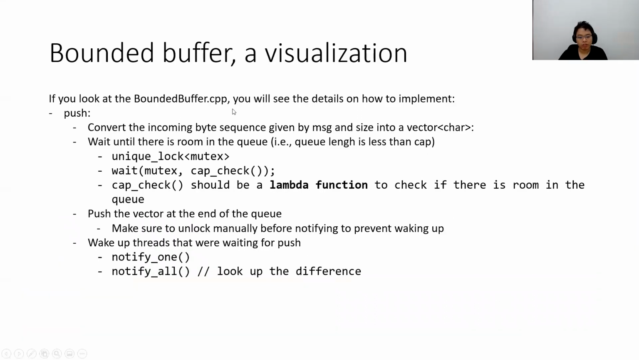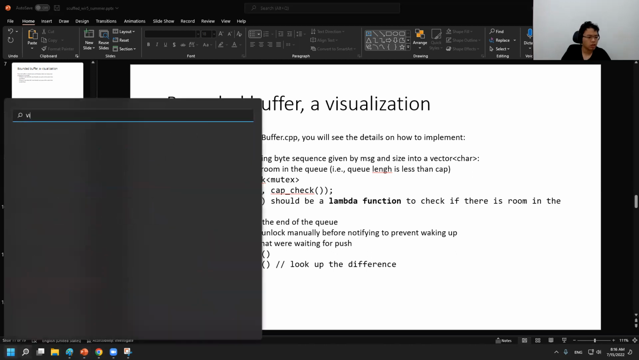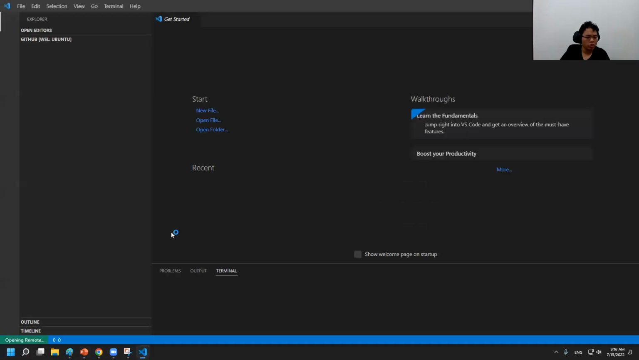So if you look at bounded buffer.cpp, you'll see the details of how to implement it. And actually, you see that there are comments for you so that you can follow along. The first comment is: convert the incoming byte sequence given by message to size of vector char. So you uncomment it, and I think there's a way you can do that. Let me see. Yeah, you just convert the message and the size into a vector of char. And let me open up Visual Studio Code. I think it will show you.